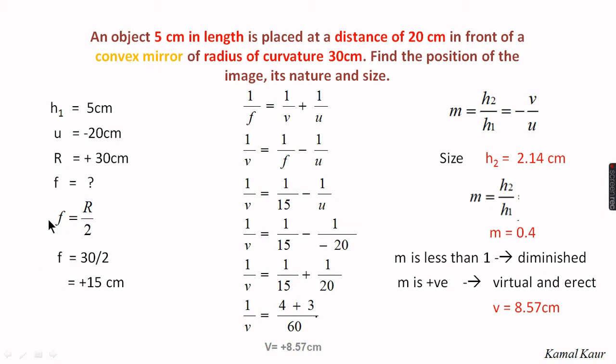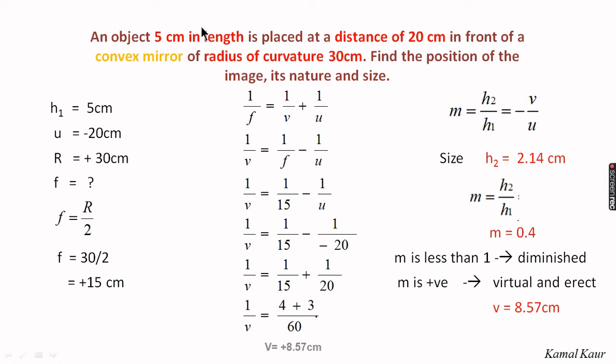So we have used this formula. Focal length is equal to half of radius of curvature, and our f comes out to be 15 centimeter. Now let's see what do we need to find. Find the position of the image, which means v has to be found. Nature of the image. For nature we will always find m, and size of the image, which will be h2. Means we need to find three things here: v, m and h2.